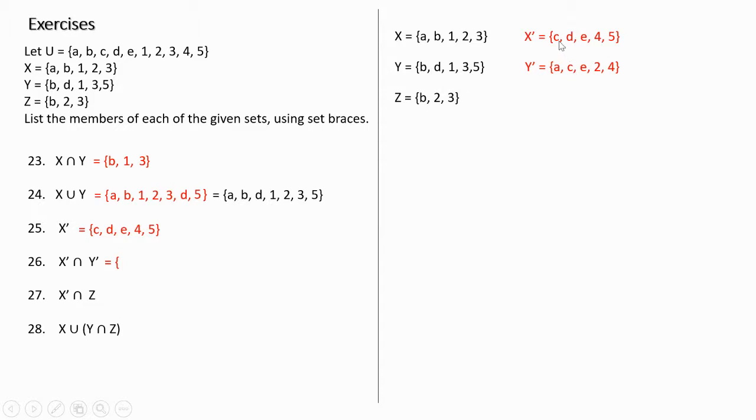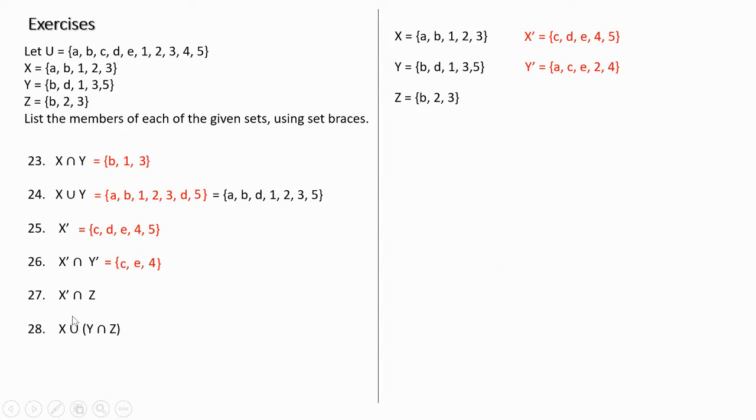What do they have in common? Do they have C in common? Yes, it's going to be C, my first element. How about D? How about E? Yes, E is in there. How about 4? Yes, 4 is also in there. And 5? No, so that's my result.